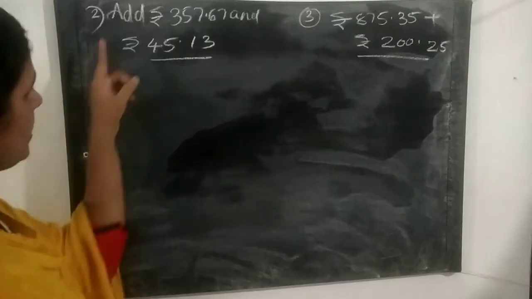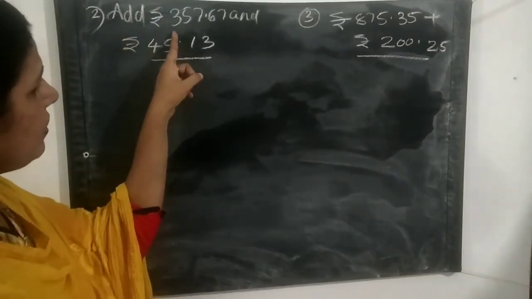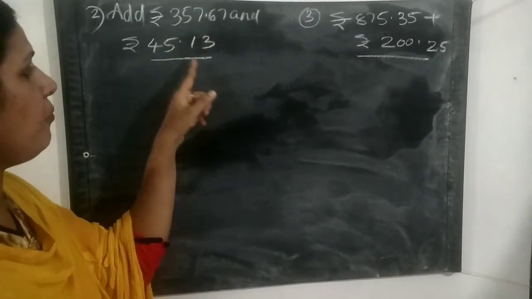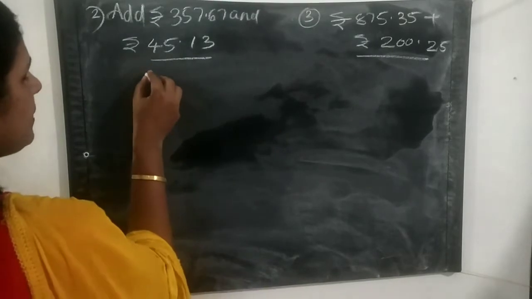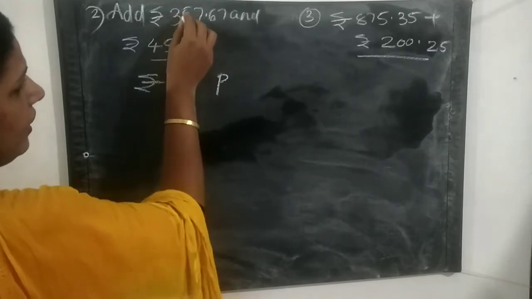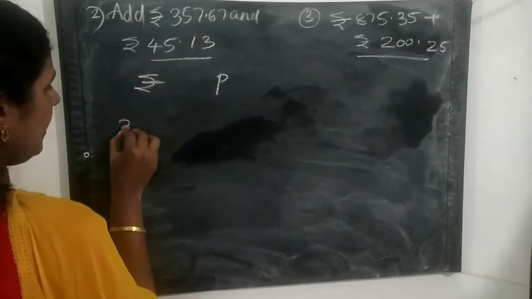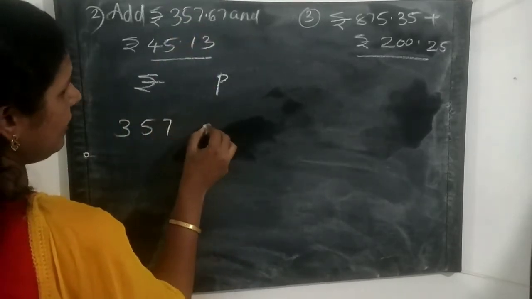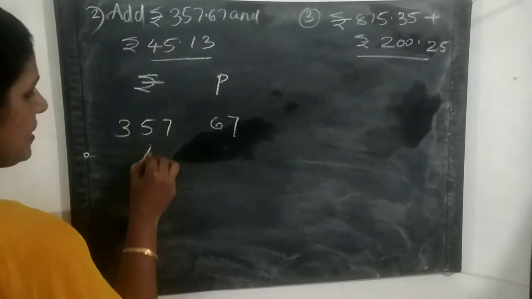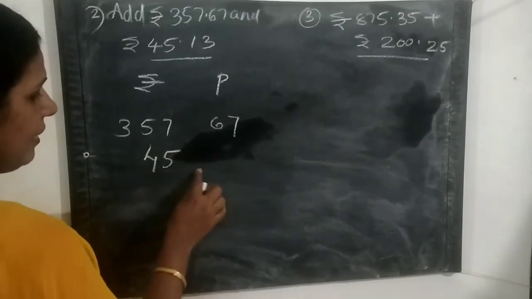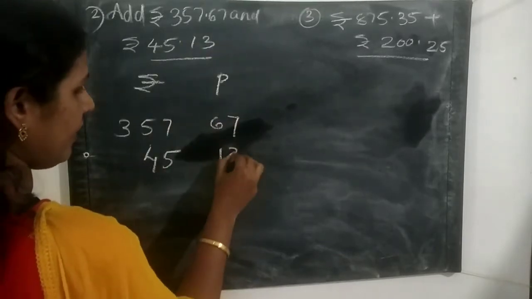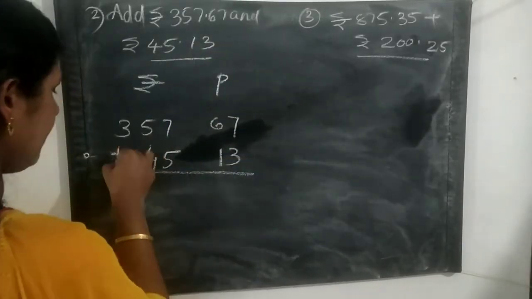Okay, understood. Our second question is add rupees 357.67 and rupees 45.13. Okay, first we write the rupees column, then the paisa column. Rupees here it is 357, then it is 67, and here the rupees 45. You have to write in the correct place value order. Then 13. Here we write 13. Then we add these numbers.